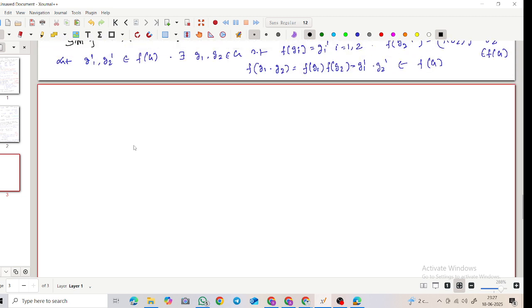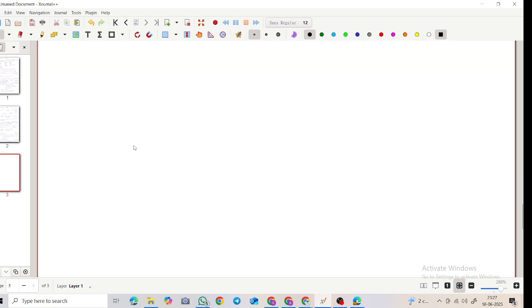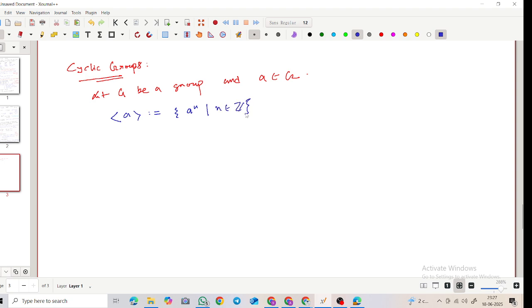Okay, so let's talk about a particular type of subgroups, okay? Cyclic groups. So let G be a group and a belongs to G. Okay. Then this is what? I mean, what do I denote by this? We denote by this the elements of this form. Okay. So a square, a inverse, everything is there.